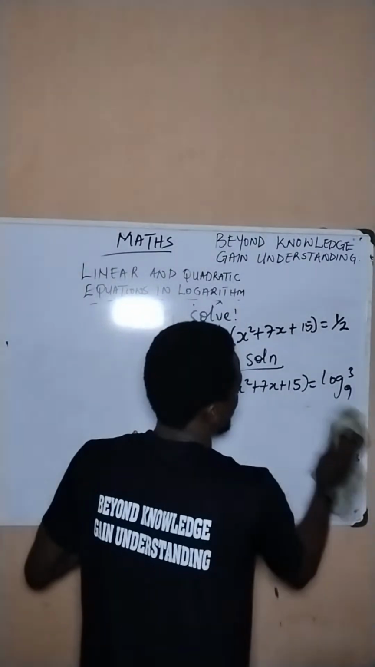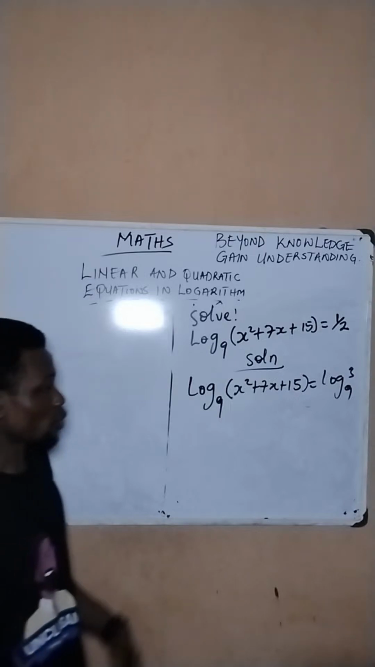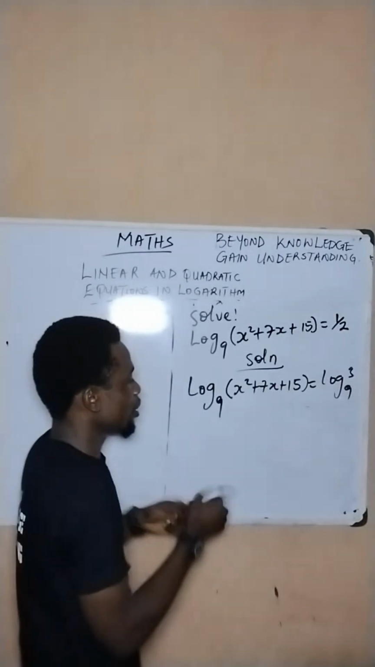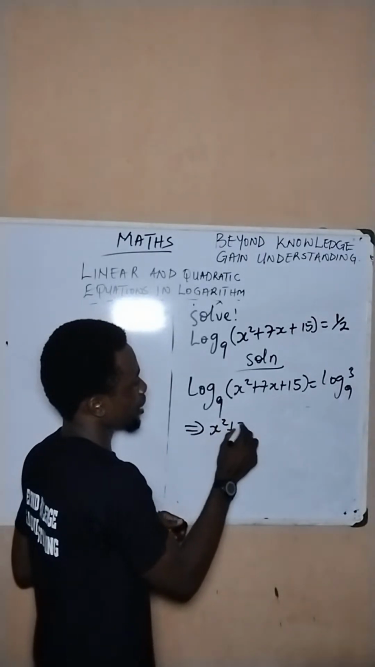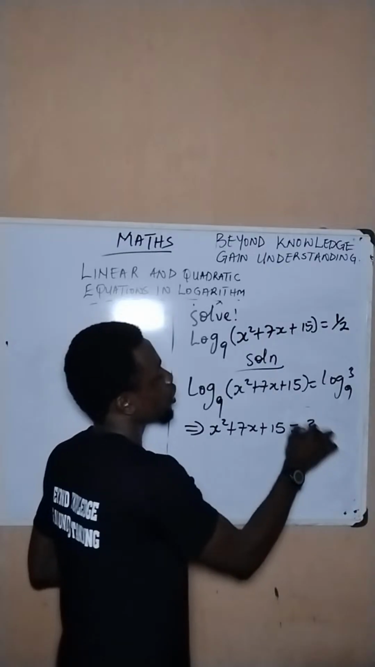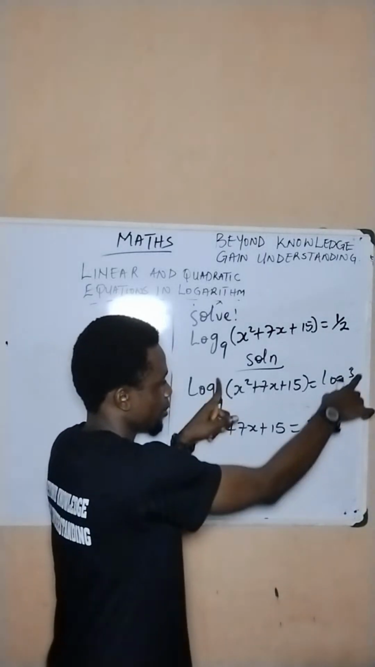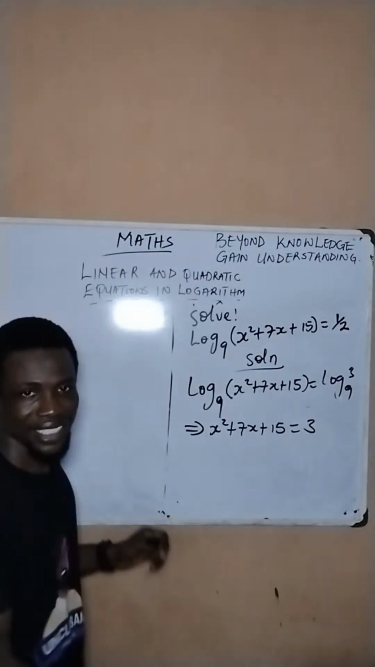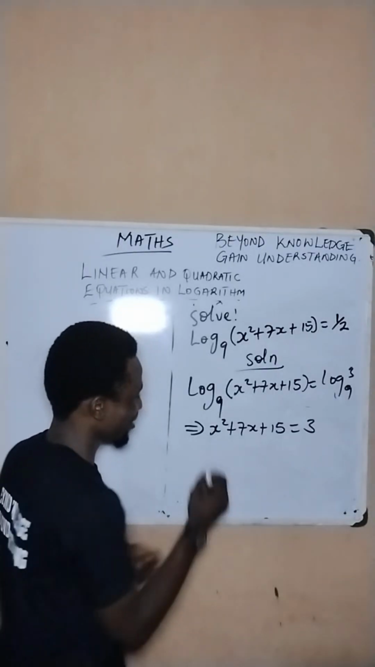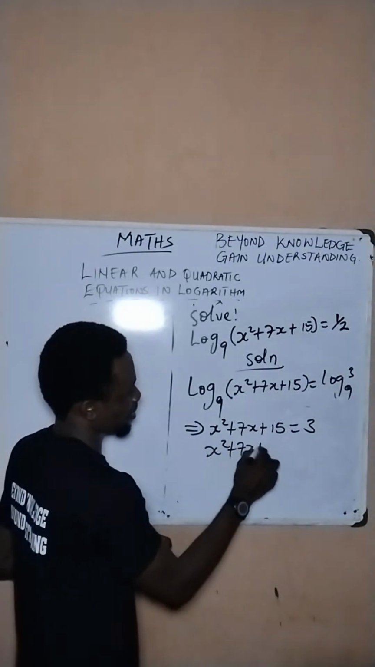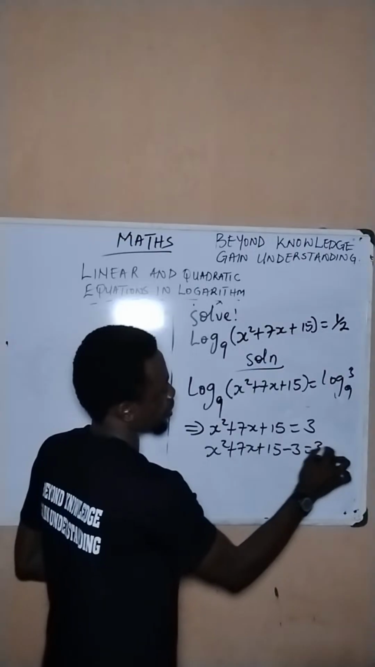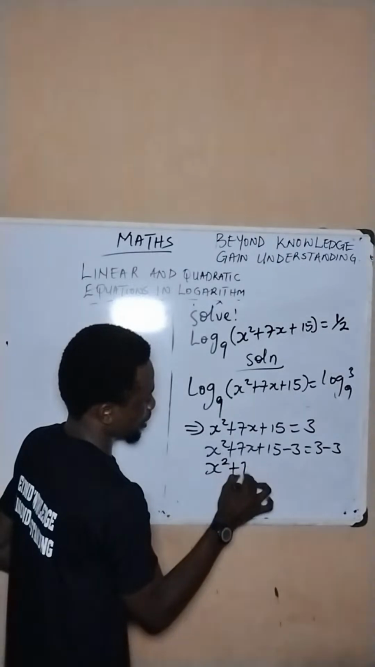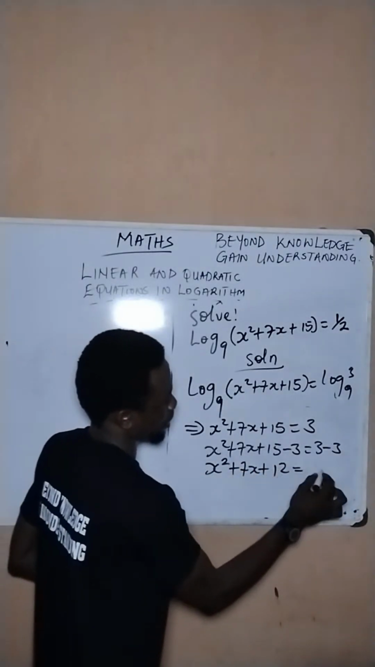Now that we've gotten to this point, what are we going to do? We apply the same rule. Since the bases of the logs are the same, it simply means that their arguments are the same. So this implies that x squared + 7x + 15 is equal to 3. Subtract 3 from both sides, so that the right side becomes 0. x squared + 7x + 15 - 3 = 3 - 3. This gives us x squared + 7x + 12 = 0.